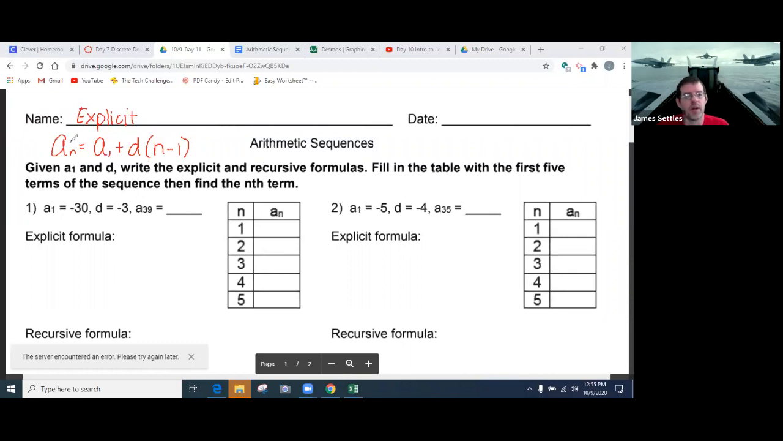And if you remember, this A sub n is kind of like a y. The n is just like x. And we're replacing the A1 and the difference with numbers to create this equation. Now today, I'm hopefully going to introduce you to the recursive formula.